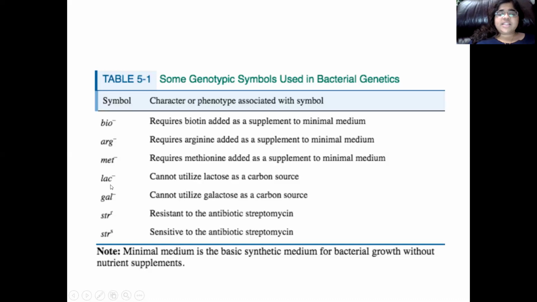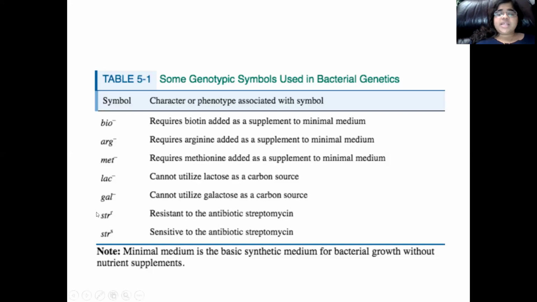If you have like lac or gal, which are lactose and galactose and different other sugars, and those have a negative next to them, you cannot use that as the sugar or carbon source in the minimal media. You have to use something else to allow those strains to grow.